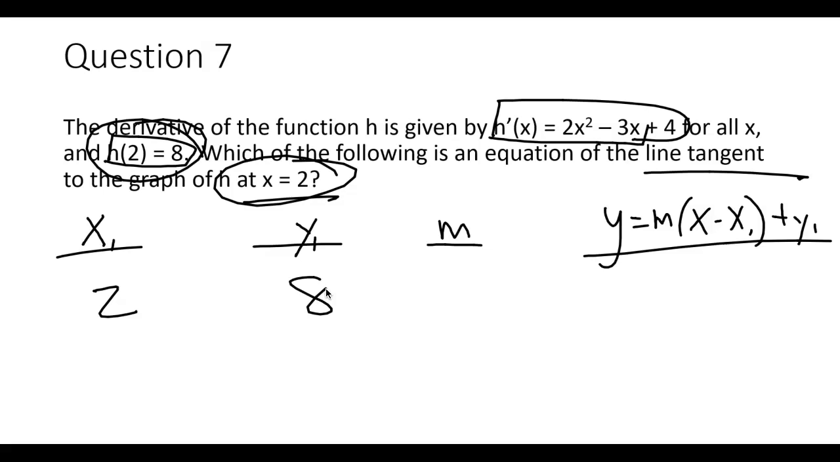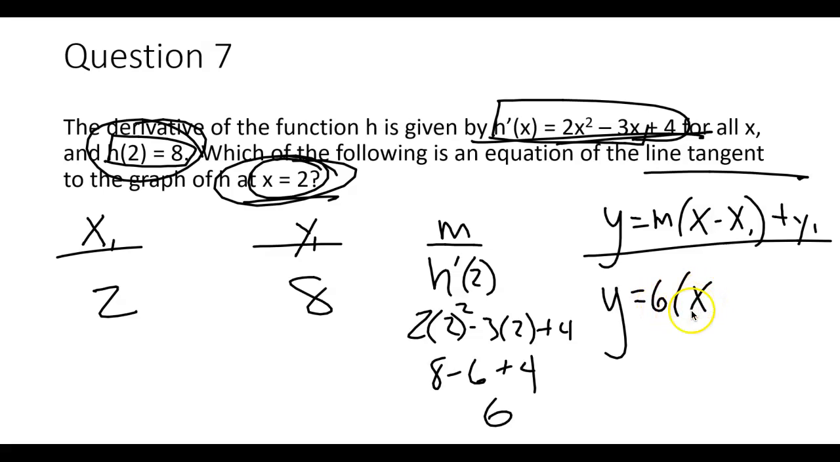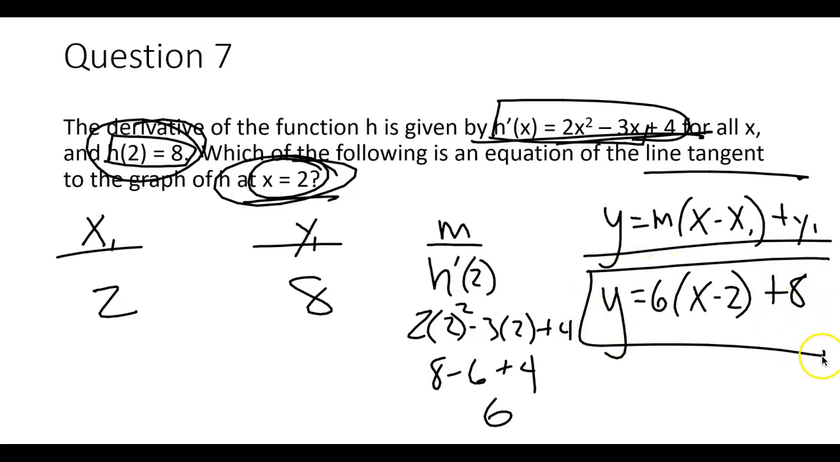The last thing I want to do is find the slope. The way that you find the slope is by plugging 2 into the derivative. So I'm going to plug 2 into this equation here, and we get 2 squared minus 3 times 2 plus 4. And that gives me 8 minus 6 plus 4, which is 6. And so we're ready to write our tangent line here. It would be 6 here, minus 2 here, plus 8 here, and we're all done.